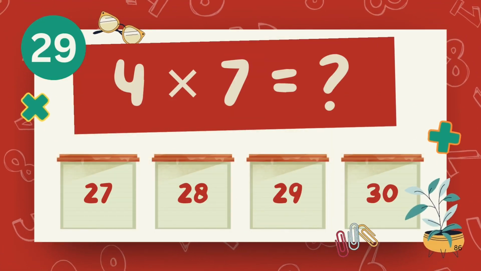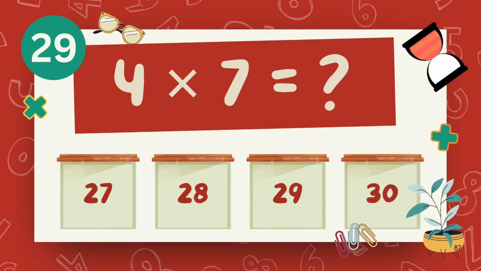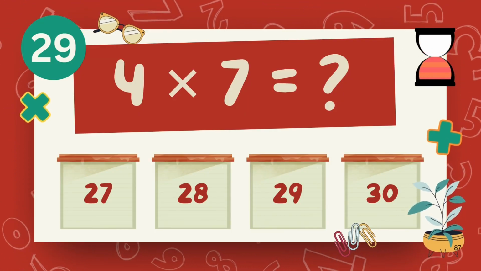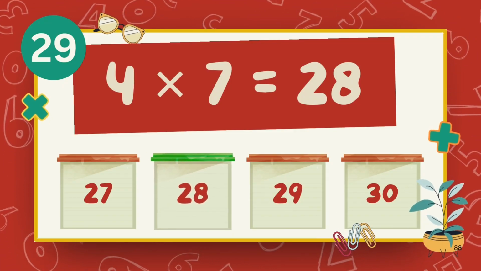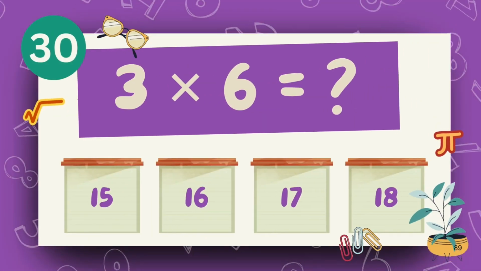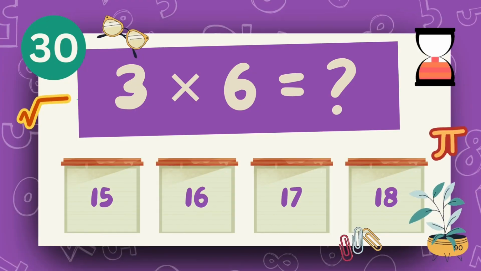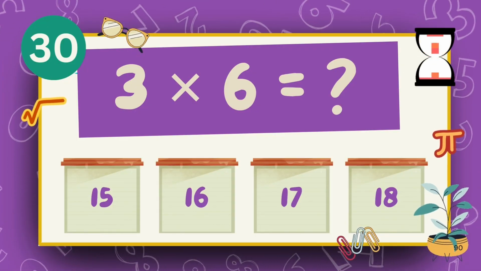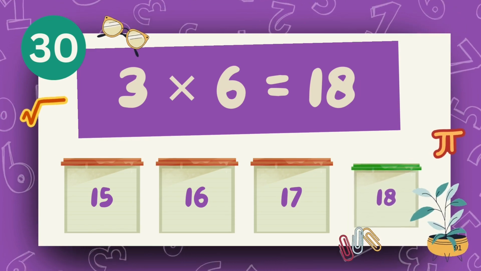What is 4 times 7? The answer is 28. What is 3 times 6? The answer is 18.